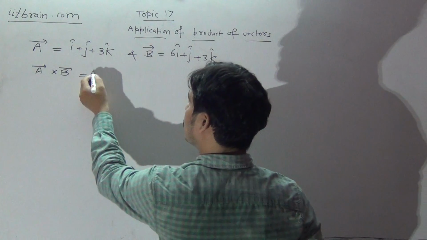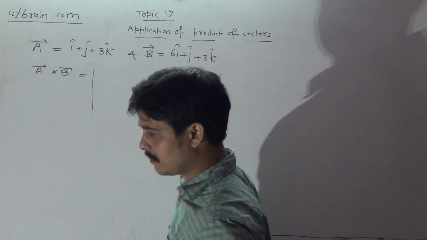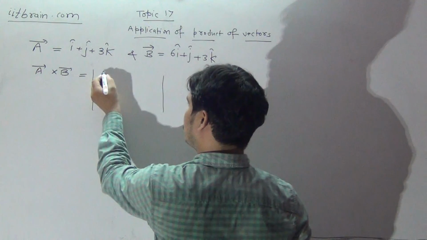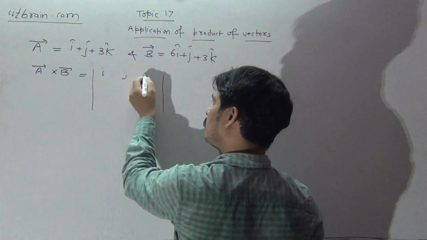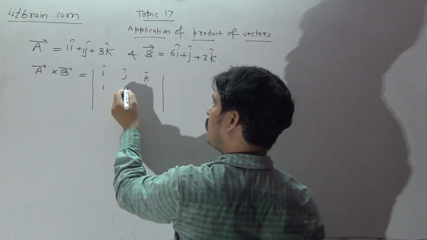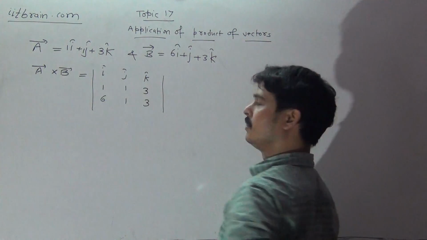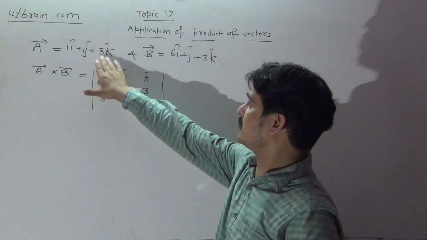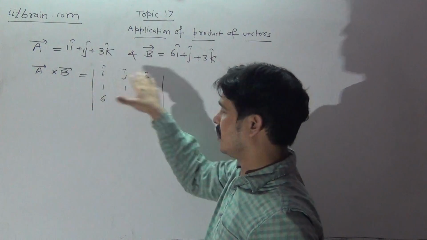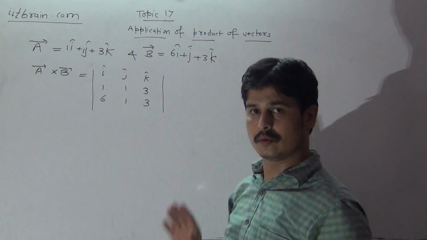Then A cross B can be obtained by using a determinant between these two vectors. Then what is determinant? ये बात आप मैथ्स में भी बहुत डिटेल में सीखेंगे, लेकिन अभी फिजिक्स में एक रफ समरी देते हैं. i, j, k, put the unit vectors in the first row. Then the coefficients of A in the second row, 1, 1, 3, and the coefficients of B in the third row, 6, 1, 3. So A vector is i plus j plus 3k, B vector is 6i plus j plus 3k. So A cross B will be i j k in the first row, 1 1 3 in the second row, and 6 1 3 in the third row.